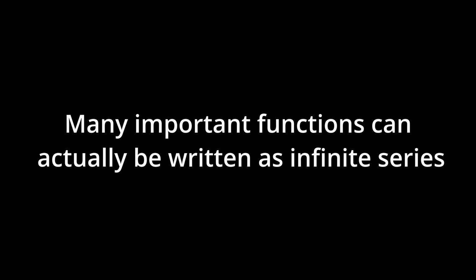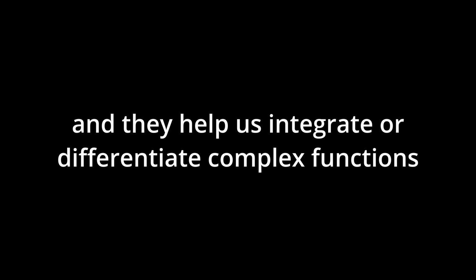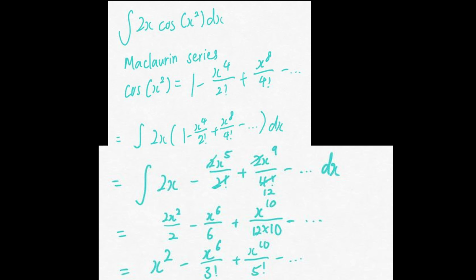Now, many important functions can actually be written as infinite series. Here are some examples. These are called Maclaurin series, and they help us integrate or differentiate complex functions using just simple powers of x. Now let's take the example we did using u-substitution: the integral of 2x cos(x²) dx. The series of cos(x²) is 1 minus x⁴/2! plus x⁸/4! and so on.